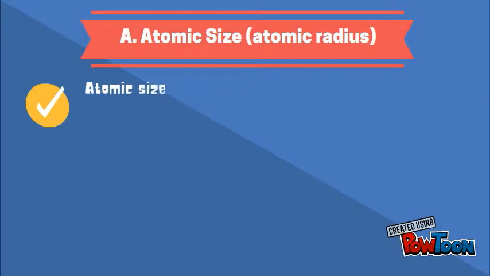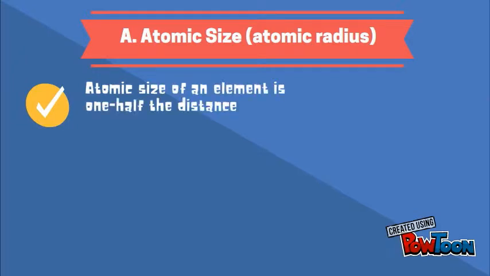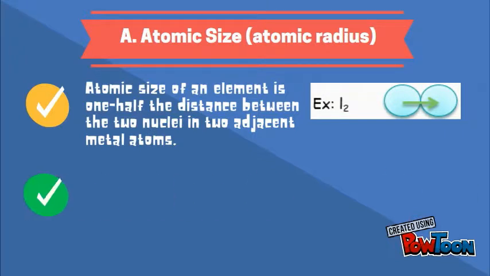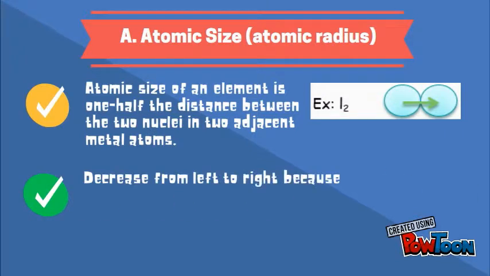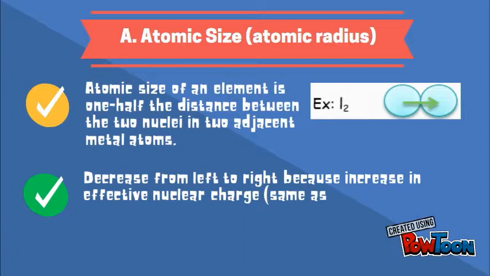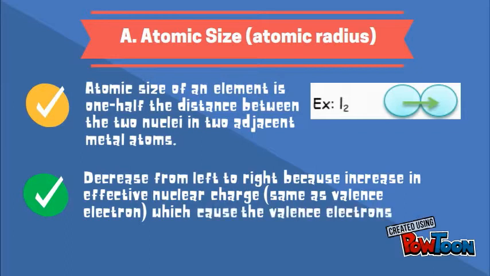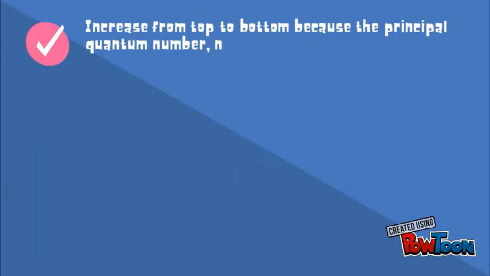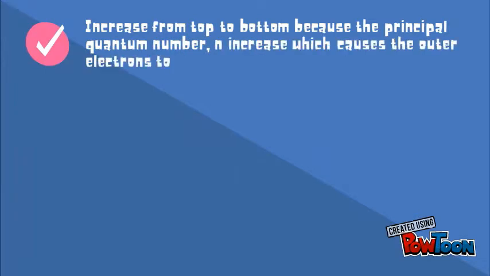Atomic size, atomic radius. Atomic size of an element is 1/2 the distance between the 2 nuclei in 2 adjacent metal atoms. It decreases from left to right because of the increase in effective nuclear charge, same as valence electrons, which causes the valence electrons to be held more strongly by the nucleus. It increases from top to bottom because the principal quantum number increases, which causes the outer electrons to be farther from the nucleus.